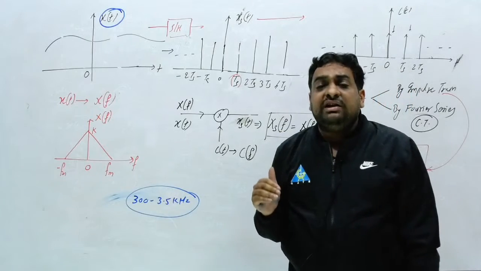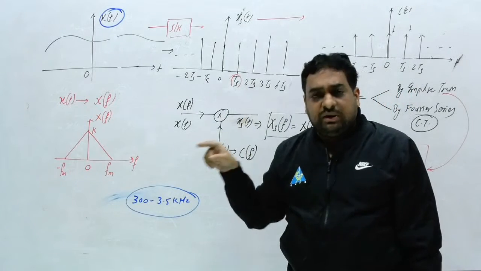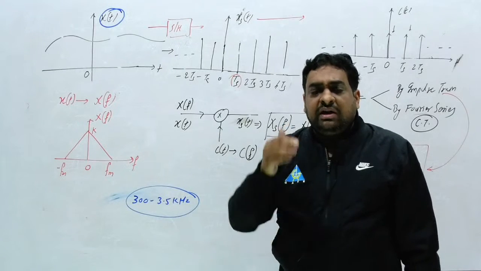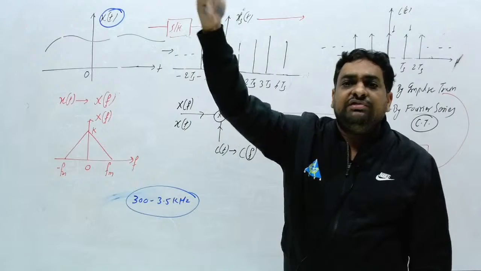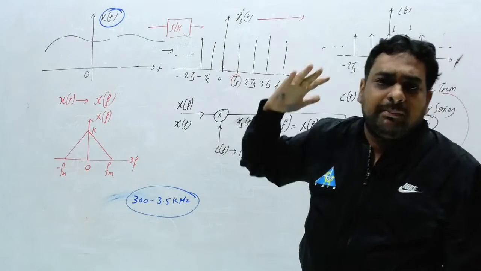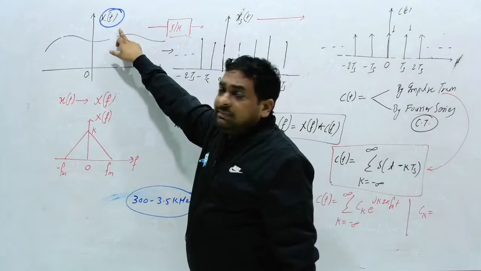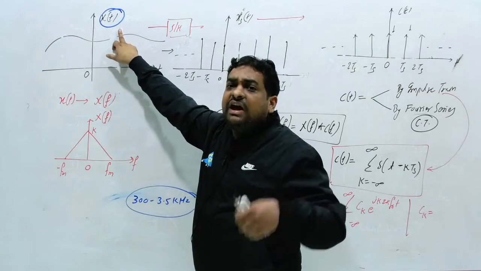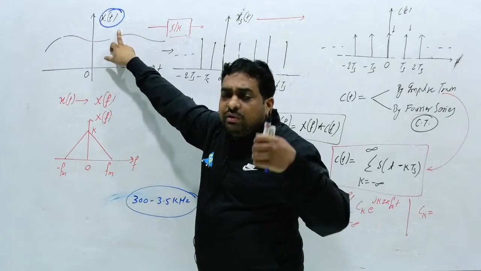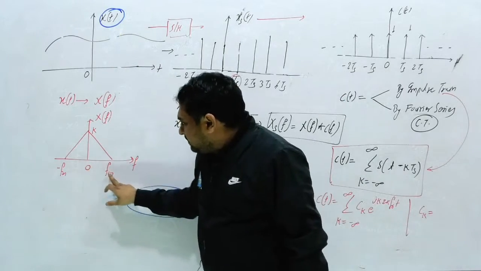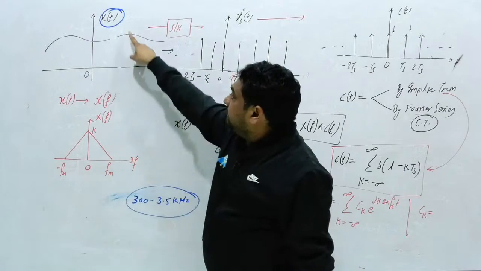We have studied in Fourier series, if you have a square wave, you will get one frequency component and harmonics of that, many frequency components. Similarly, right now we don't know the signal. Suppose this is a voice signal, or a video signal, or an audio signal. So this will be the lowest frequency and this will be the highest frequency of this signal.